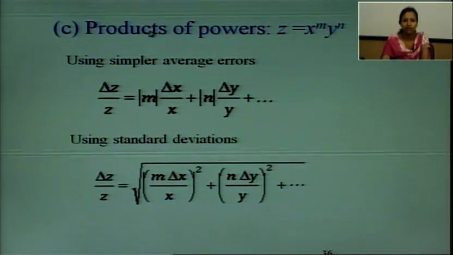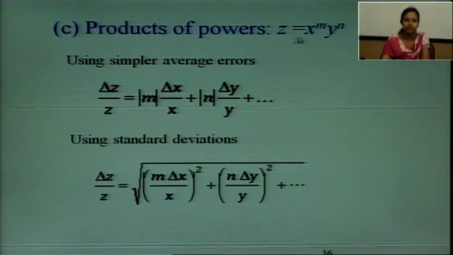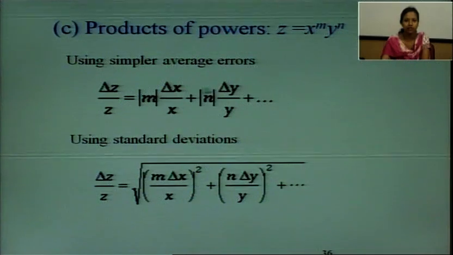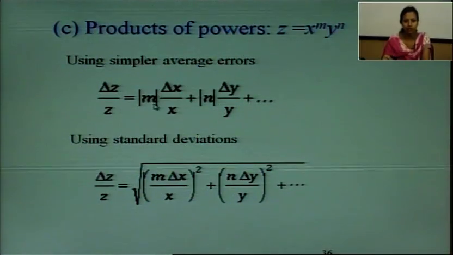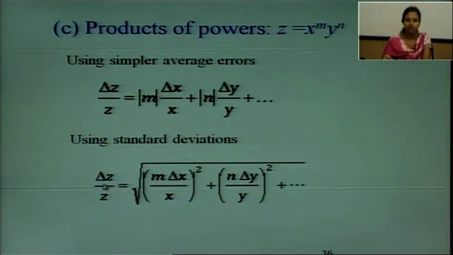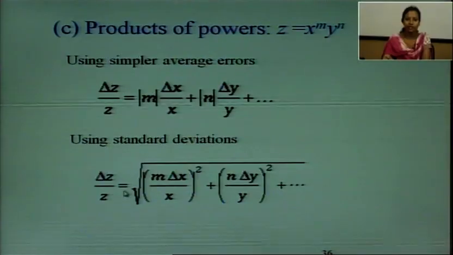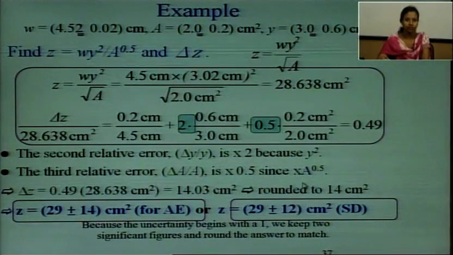Next, finally, is the product of powers. If we are getting something like Z is equal to x^m y^n, then if we take the simple average error, delta Z upon Z is equal to m delta x upon x plus n delta y upon y. But with the standard deviation, delta Z upon Z is the square root of (m delta x upon x) squared plus (n delta y upon y) squared, and so on.